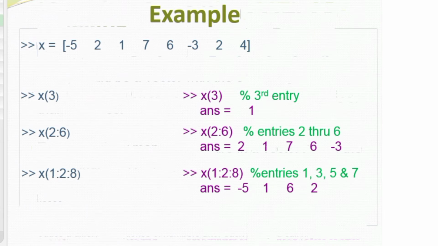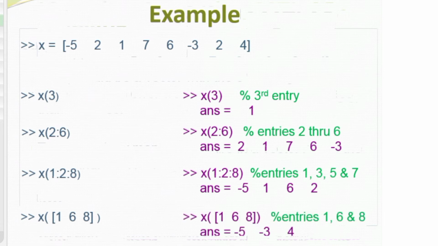Now, why you would want to pull every other entry like that out, I don't know, but you can do it if you want to. And finally, I don't even need a pattern. I can go in and say, hey, I want the first entry in x, the sixth entry in x, and the 8th entry in x. And I can pull those out also.